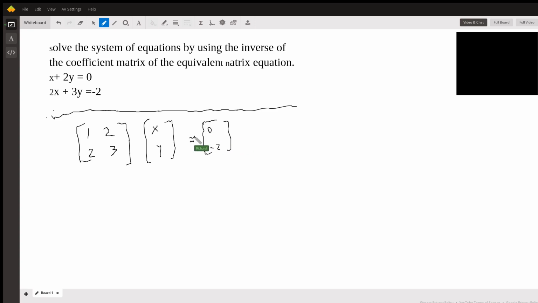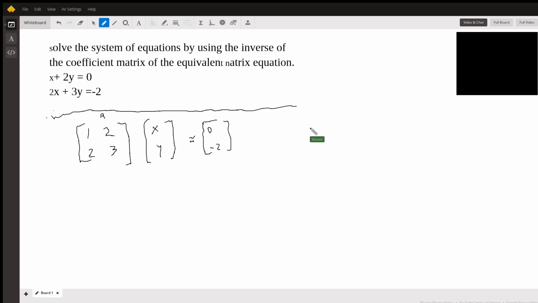This works. The reason why this works is if you multiply this matrix by this one, you're going to get 1 times x plus 2 times y equals 0, and then 2 times x plus 3 times y equals negative 2. We're going to call this matrix A here. We'll just give it a name so we can work with it. And we're told that they want us to solve this using the inverse matrix. There are other ways to solve it, and you could use a variety of different ways. Plus, of course, you could solve this on a calculator. But we're going to do everything by hand here.